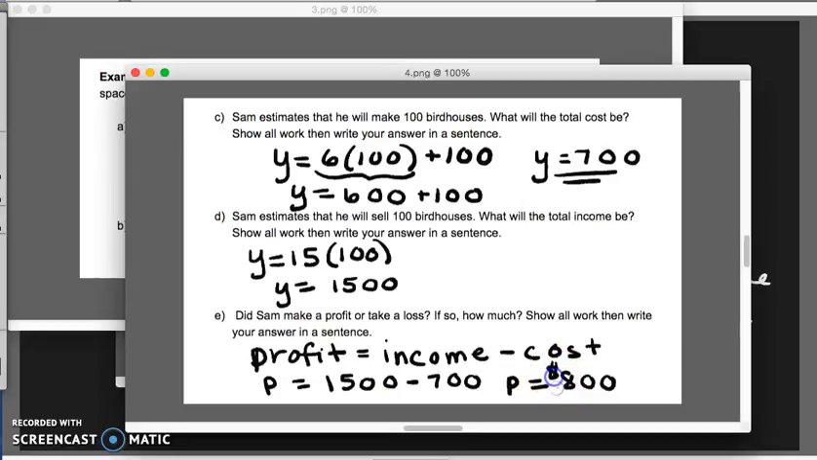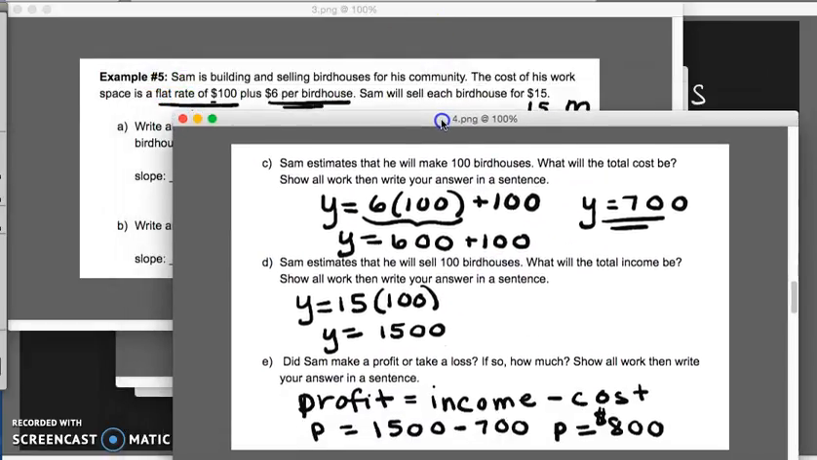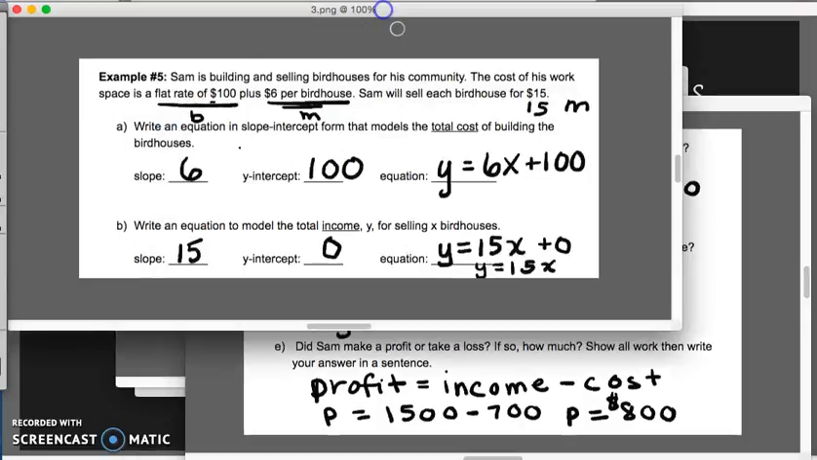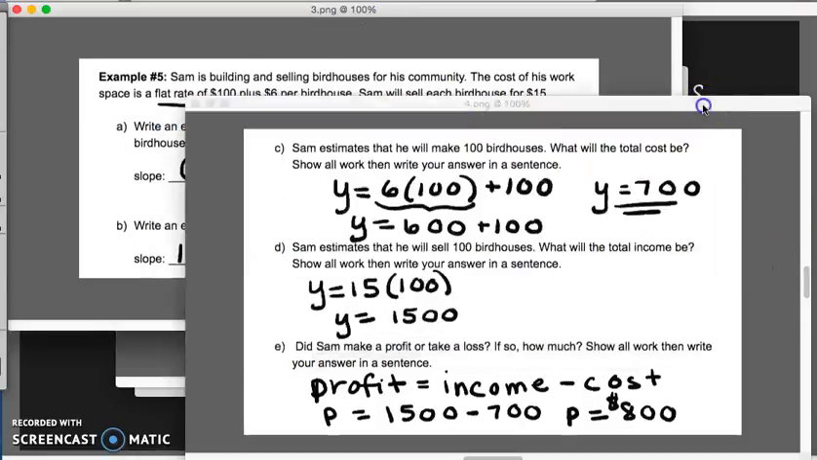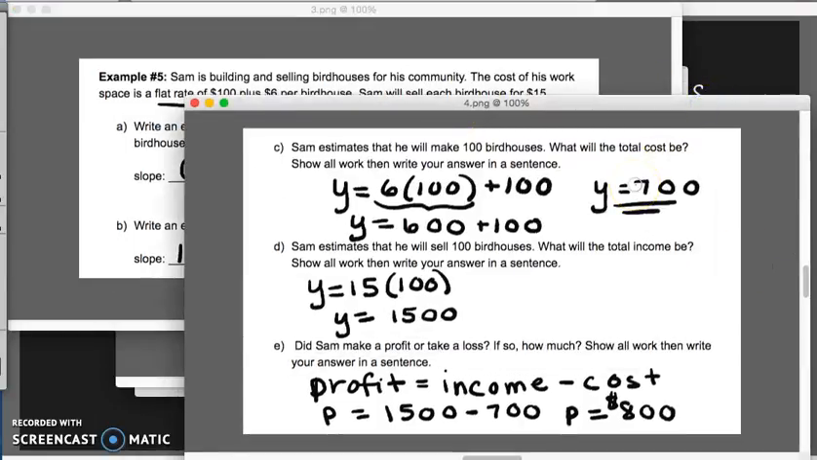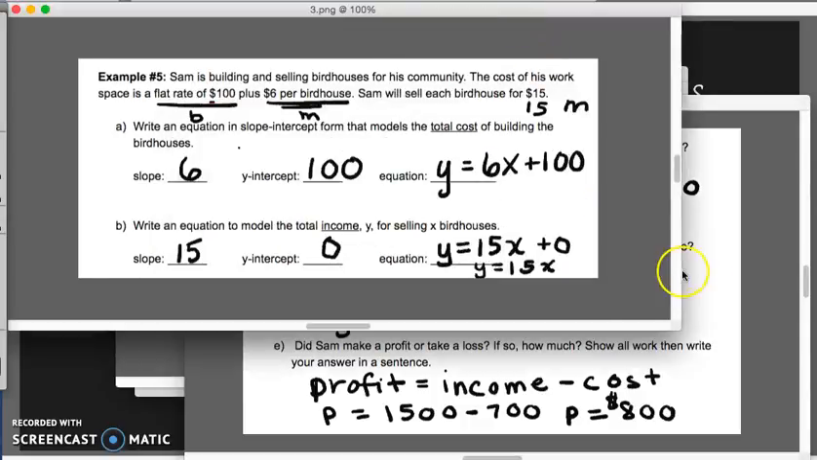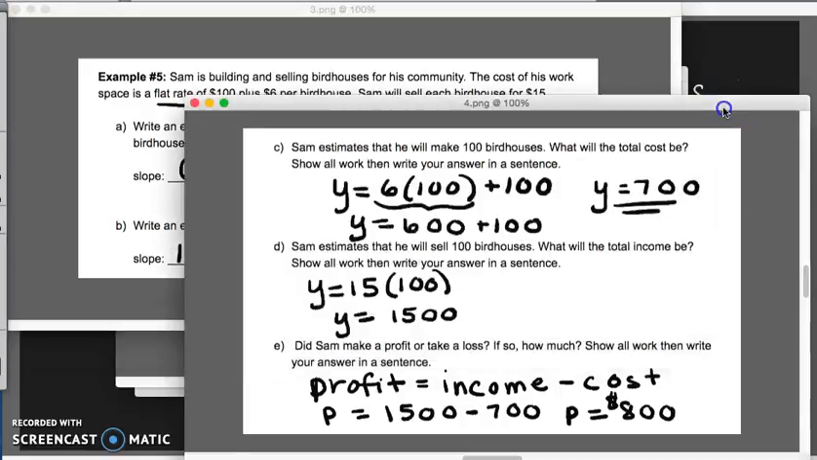So Sam ended up making a profit of $800 for his birdhouses, which is a pretty sweet deal. This part of this lesson, the profit, is what you are going to be using to create your own business. Because you're going to have to buy things for your business and then see how much profit you make, or how much you need to sell in order to make a profit.